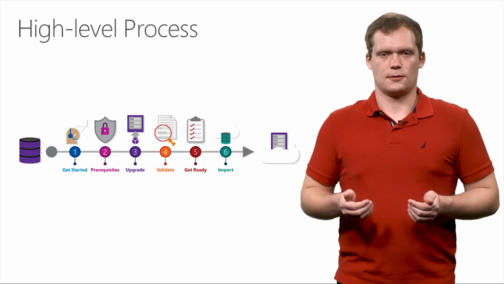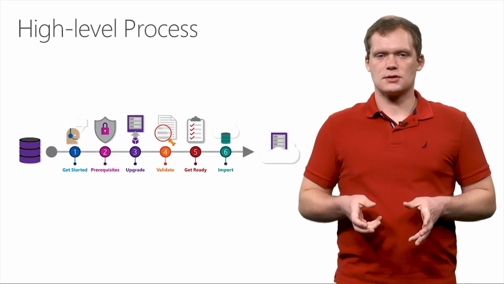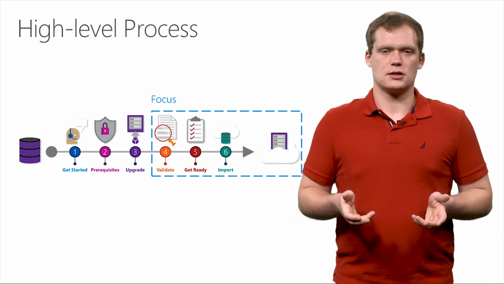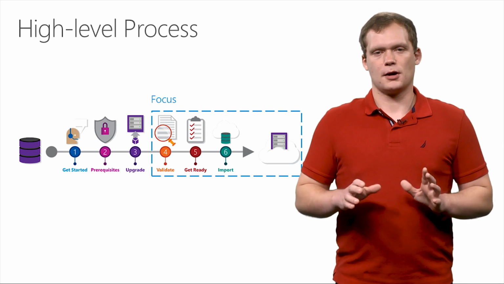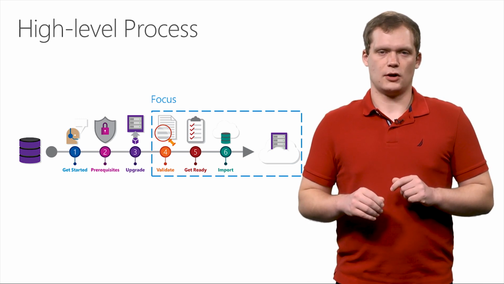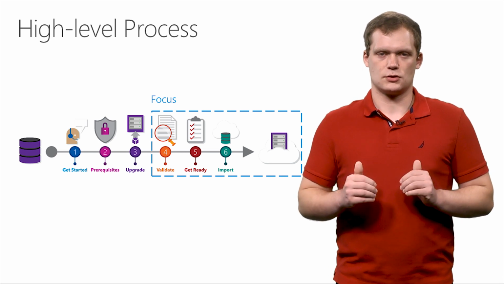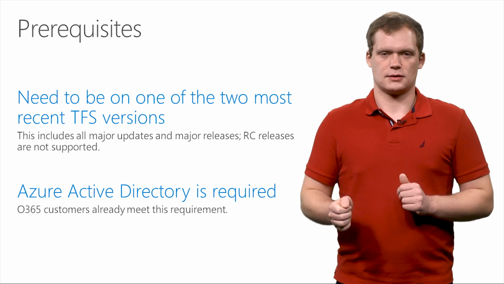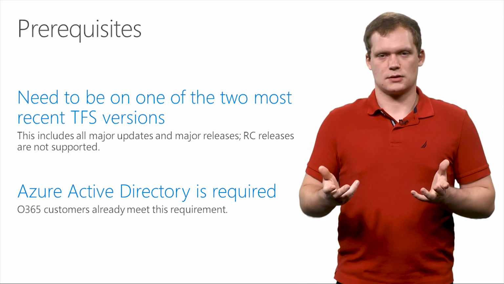A migration effort in the import service can be broken down into 6 distinct phases. In this video, we're going to briefly touch on the initial 3 phases, but the primary focus will be on the last 3 phases. By the end, you should understand what's involved in the process to import your collections using the import service. Before diving into the migration process, let's talk about some of the prerequisites.